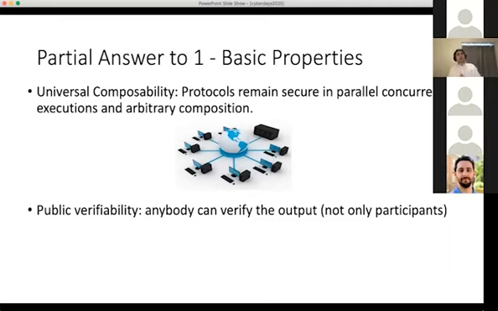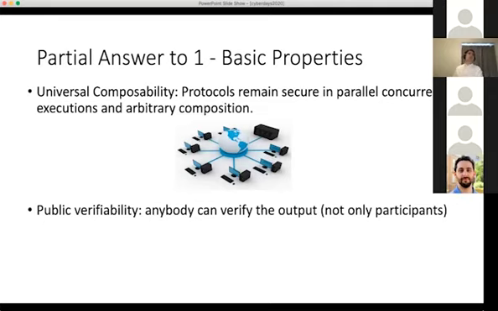First, we require the privacy-preserving computation protocol to be universally composable, meaning that it remains secure even when it's executed in parallel with other protocols, which is the case of any protocol executed over the internet.